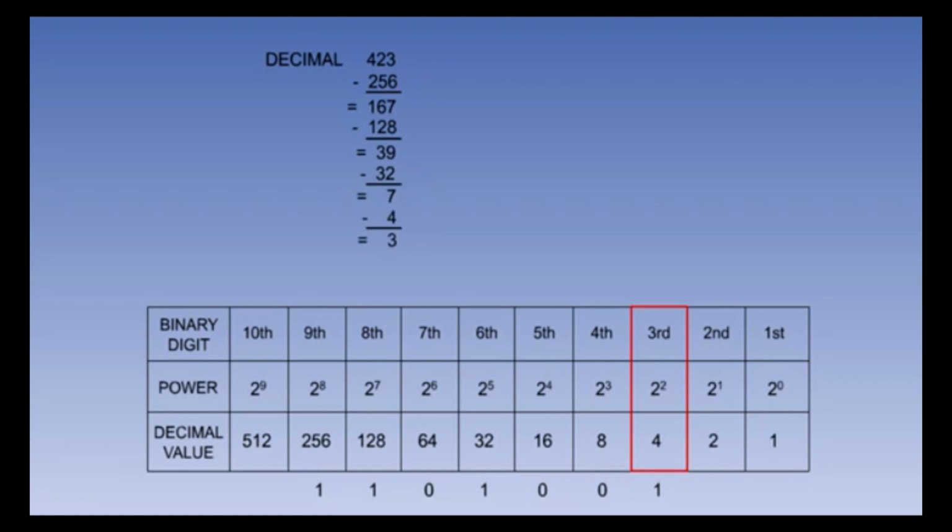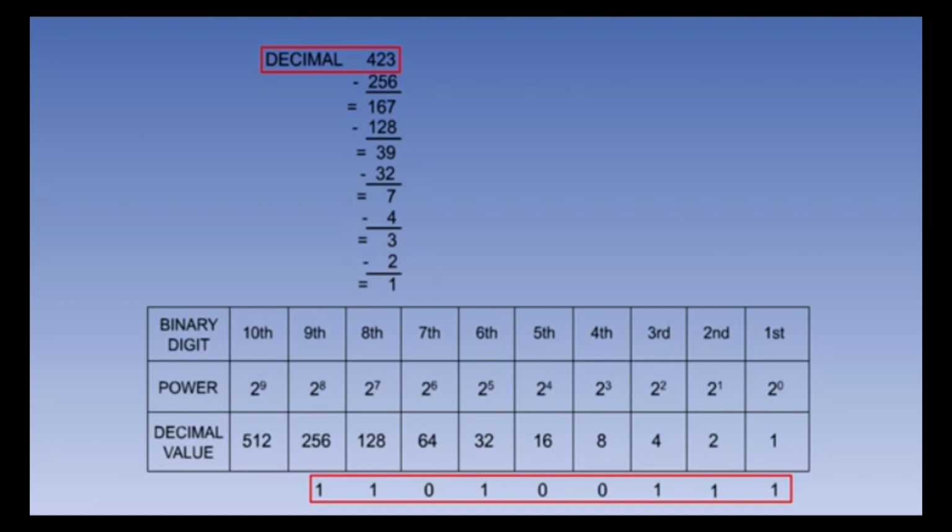7 minus 4 is 3, which is greater than 2, so a 1 goes under the 2nd column. 3 minus 2 is 1, so the 1st column gets a 1. Therefore, the binary equivalent of decimal 423 is 1101000111.